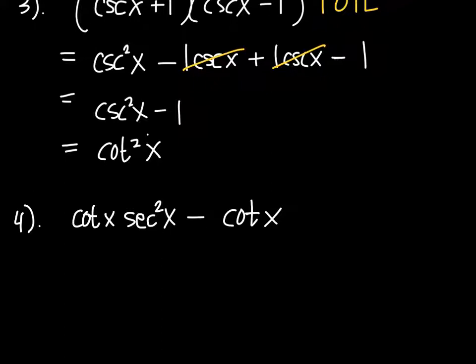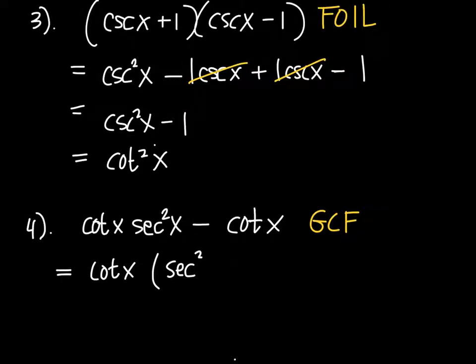Okay, Brandon, what kind of factoring? What's that called? Greatest common factor, all right? So this is an opportunity to do GCF. So what we see in common is that we have cotangent to pull out. When we separate the cotangent out from the problem, I have secant squared x minus, and then what's left? Because there still has to be something, minus 1.